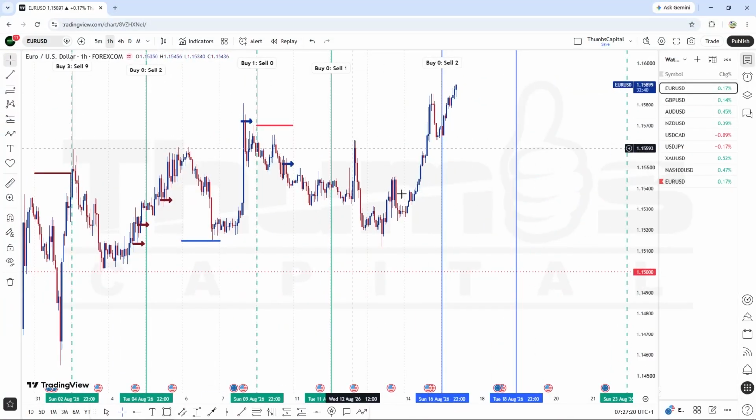On the institutional orders, you can see the institutions have been away for a while. No major position opened. It means they are also waiting for price to be in a favorable position so that they can load up their positions.